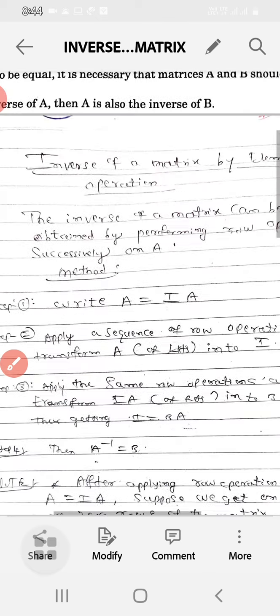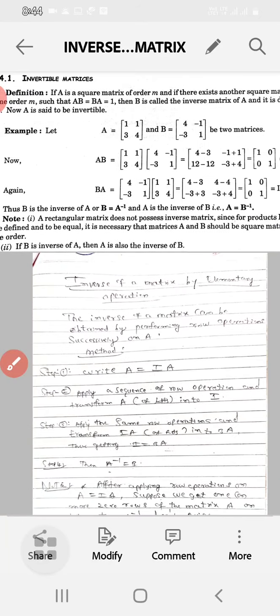Let us consider some of the examples related to invertible matrices in the next class. This is all the theory, so you write down the notes correctly. I will explain the problem in the next class.